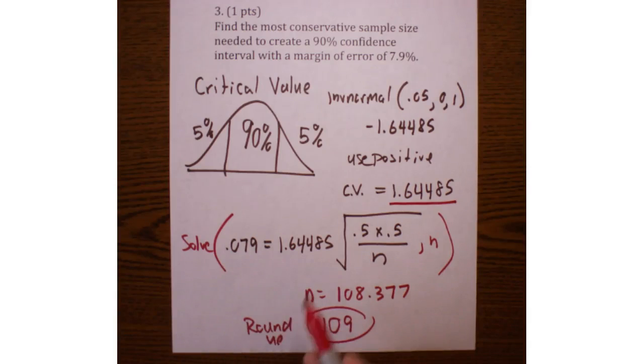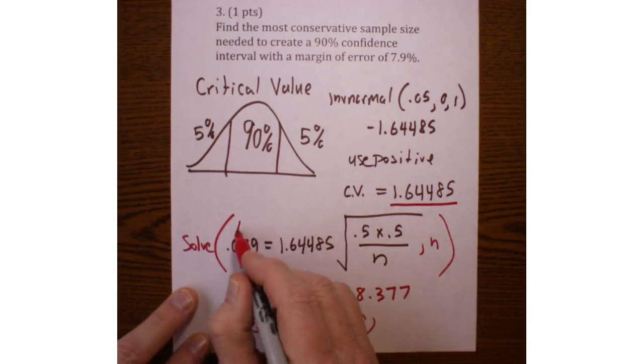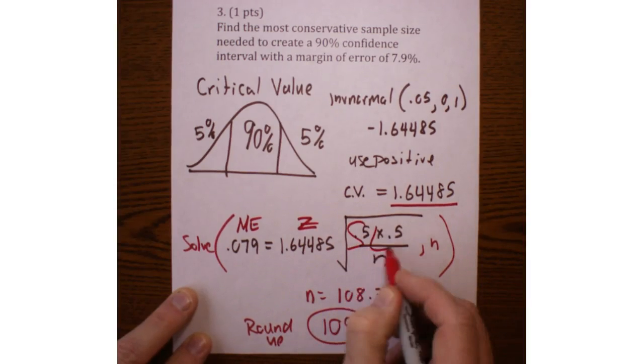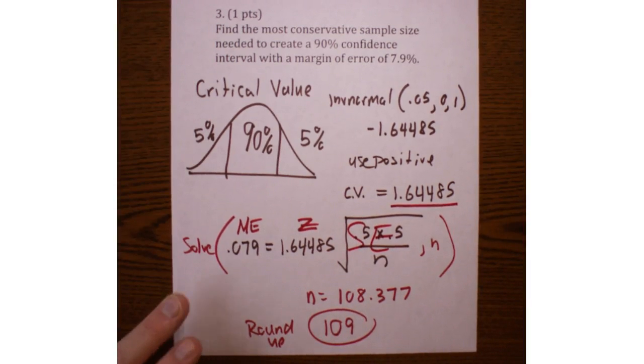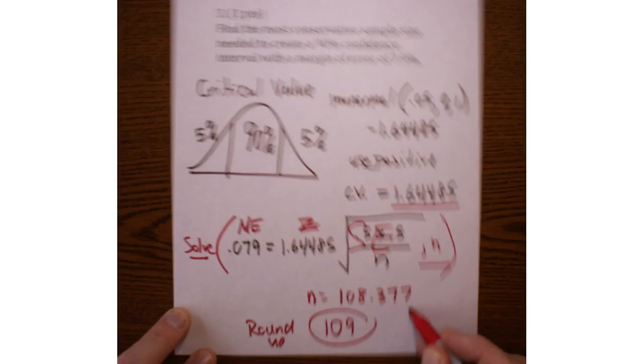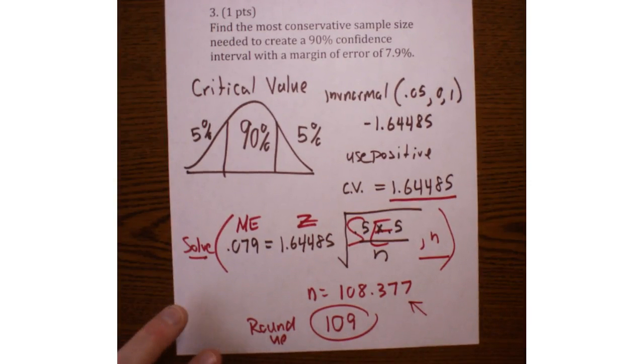I set up my margin of error equation. So here's my margin of error. There's the special z-score, and here is my standard error. And then I use my calculator command, the solve command with a comma n at the end, and that gave me 108.377. We always, always, always round this up. Always round that up to 109.